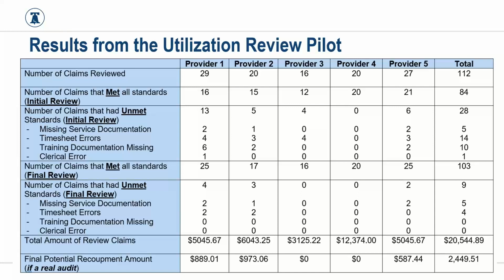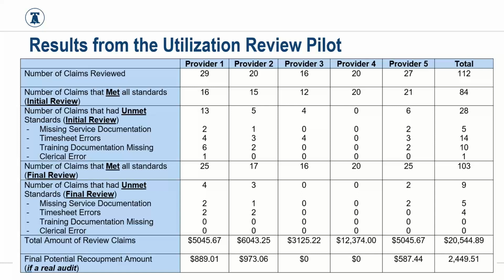So with this, here is some summary data of what we found through the utilization review pilot. You can see in the first main row here, we have the number of claims reviewed by each of the providers. We had our 5 providers, around 20 or so claims per provider were reviewed as part of this process. So for a total of 112.